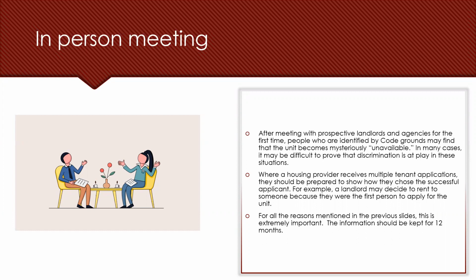When a housing provider receives multiple tenant applications, you need to be prepared to show how you chose the successful applicant. So for instance, maybe the successful applicant was the first person to apply for the unit and none of the other factors played a role in your decision. You need to be able to show that. And as I said at the beginning of this presentation, you want to keep all of that information for at least 12 months, because that is when the statute of limitation runs out for the person to file a human rights complaint.